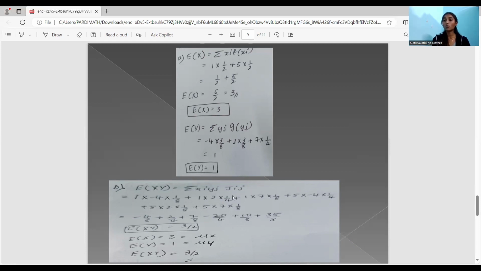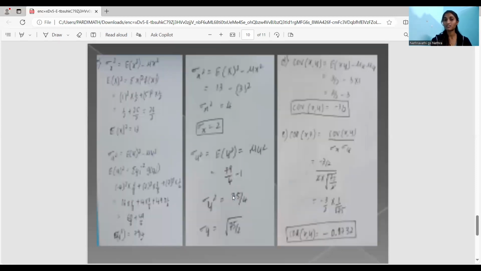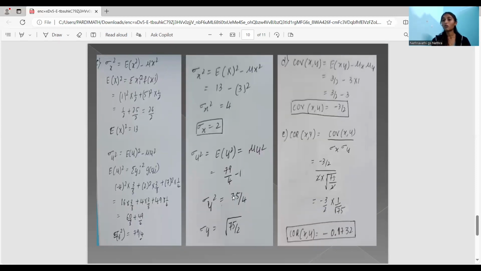And we have to know one thing, that E of x, which is equal to 3, is also equal to mu of x. Mu of x is the mean of x. In a similar way, E of y is equal to mu of y, and E of x comma y is equal to 3 by 2. These are the values we get by solving the expectation value and the marginal value. Now, we solved option A, that is expectation value, and option B, that is marginal value.